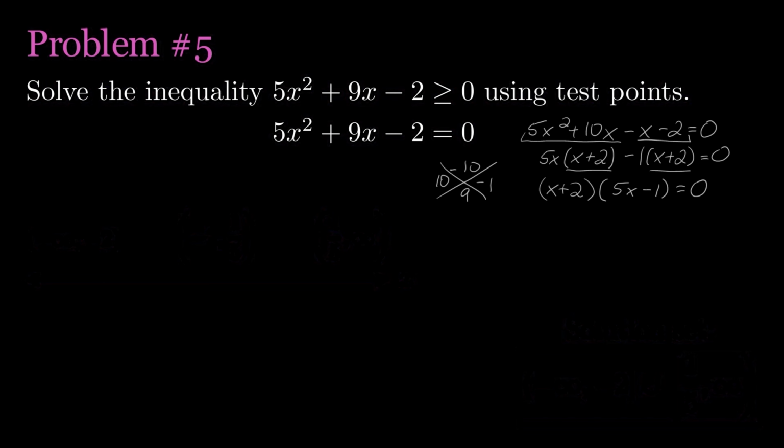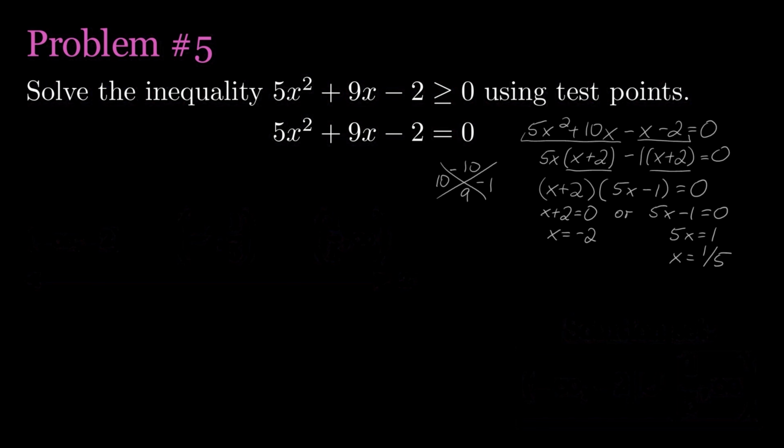and by the zero factor property, x plus 2 is equal to 0, or 5x minus 1 is equal to 0. Subtracting 2 from both sides of the first equation results immediately in x equals -2. In the second equation, we first add 1 to both sides to get 5x equals 1, and then divide both sides by 5 to isolate x and get x equals 1/5.